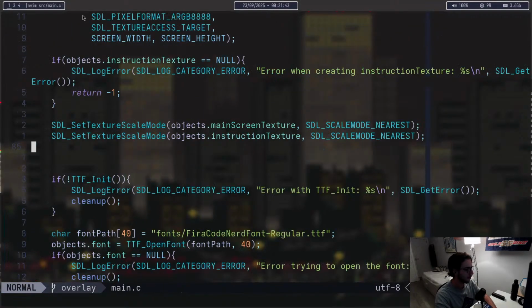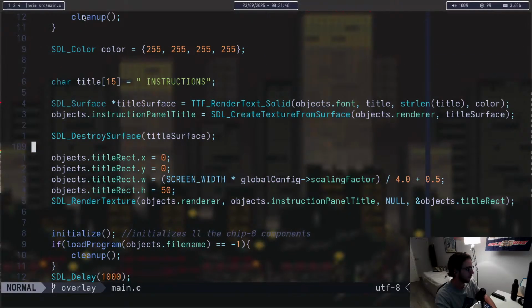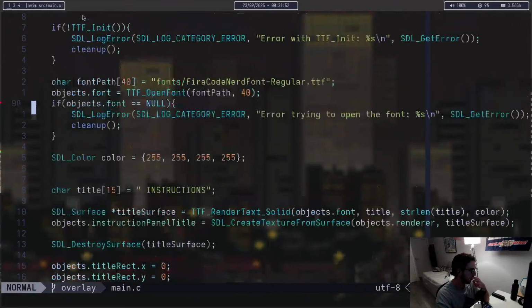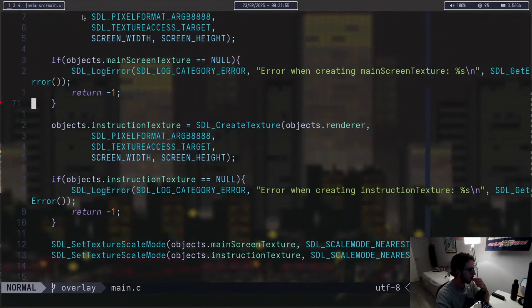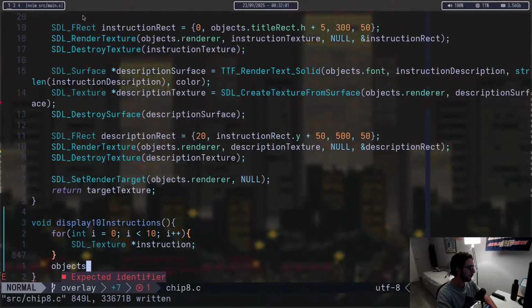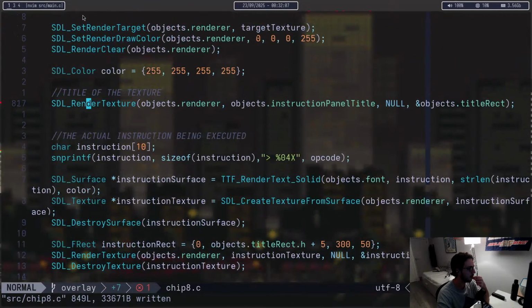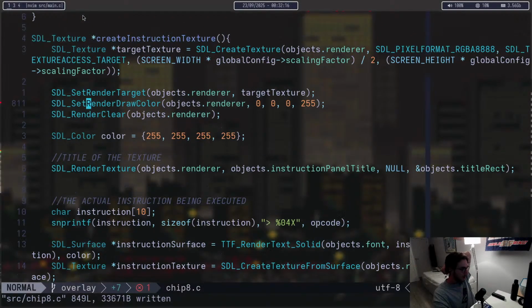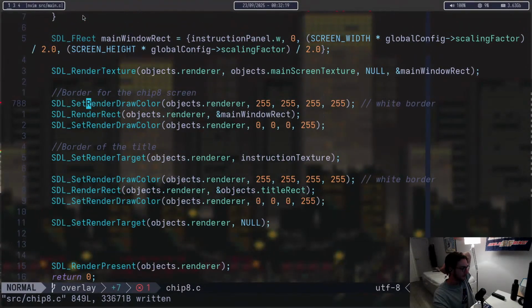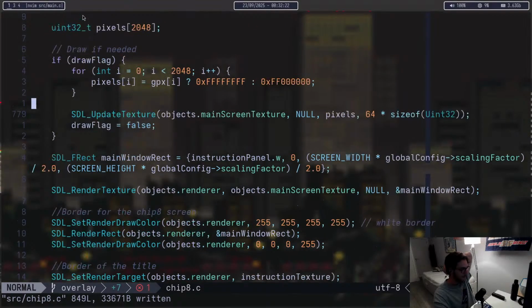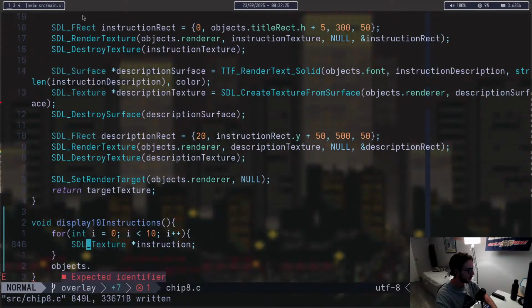Wait, what? Title surface. Okay, here it is. So objects and instruction panel, and then do I create it here as well? Okay. So then I just have my objects that instruction panel title. Okay, the actual instruction being executed, and where's the entire thing? Okay, well, so I'll have to worry about this later.